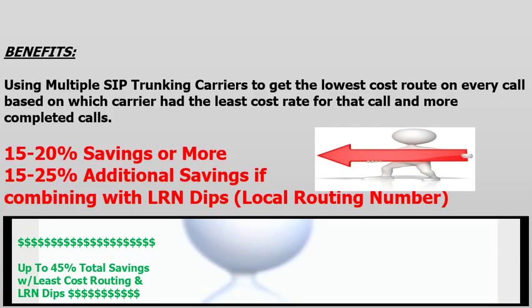In addition, you can see about 15 to 25% savings if you combine LRN-DIPs, which stands for local routing number, and we will cover what LRN-DIPs are a little more in depth in a video we'll be releasing in the near future.